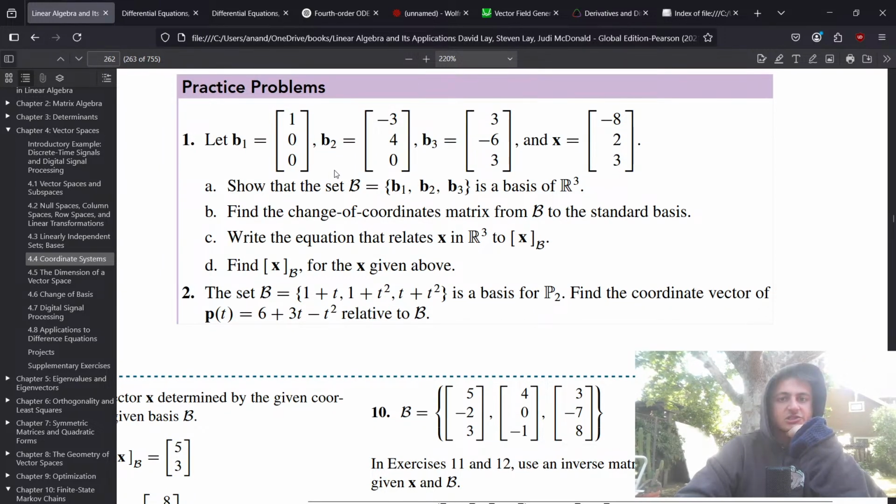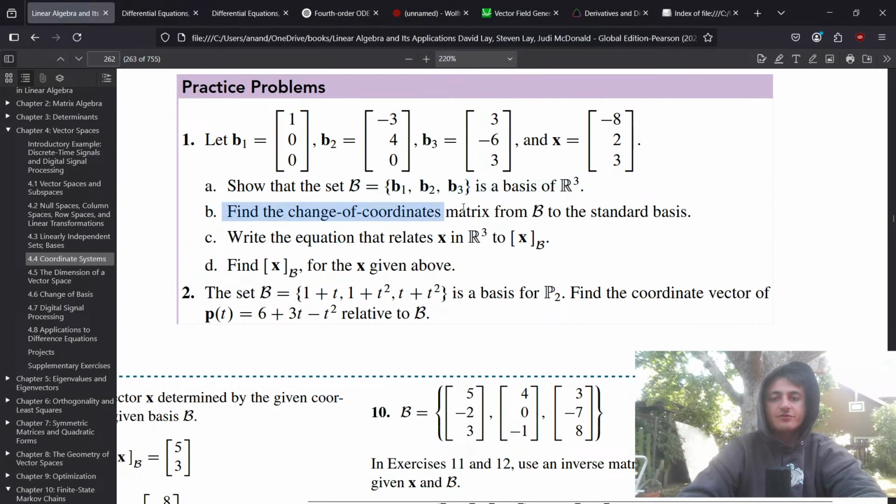Okay, so first we need to show that the set is linearly independent. All right, so clearly it is because it's in echelon form, and since it's in echelon form, there's no way that you could write this in terms of the other ones. So for A, we said yes, and we showed it easily because it's in echelon form, and it has 3 pivots, and they're all on the diagonal.